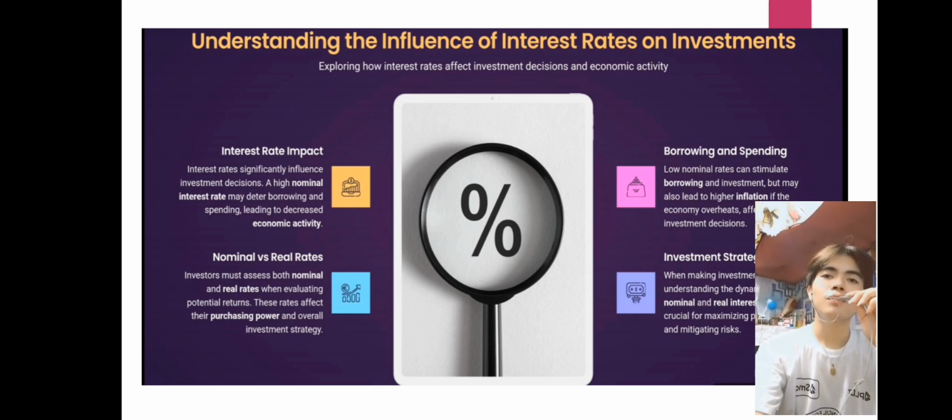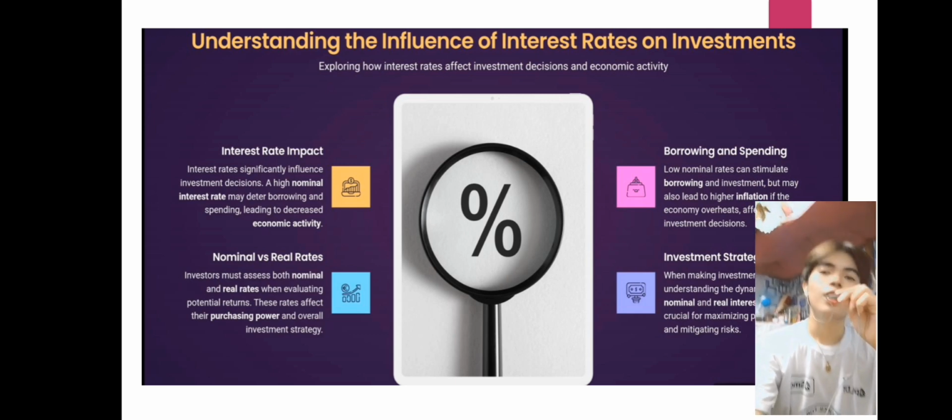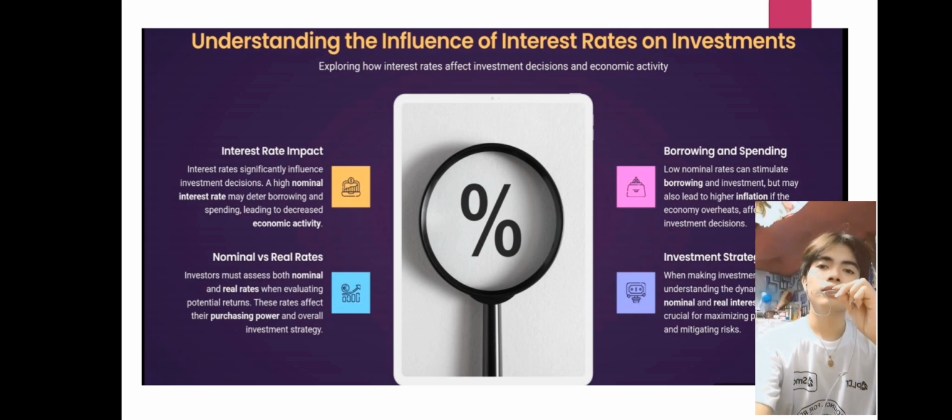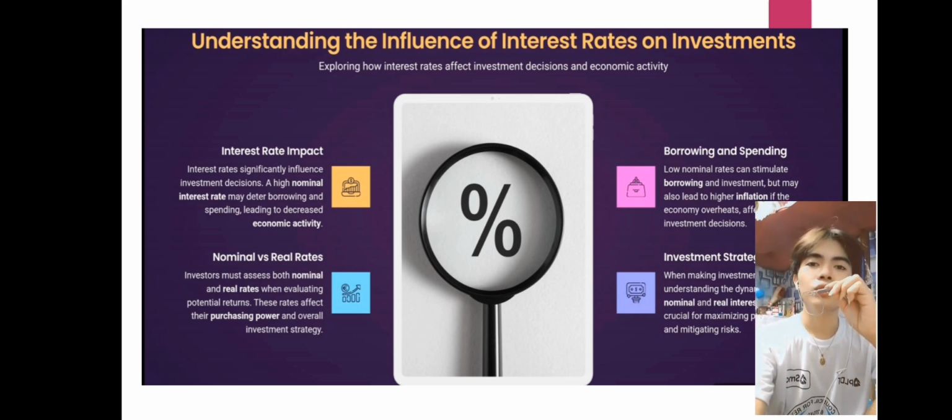So next is comparing nominal and real interest rates. Investors need to look at both nominal and real interest rates to understand the actual value of their returns. These rates influence how much purchasing power their earnings will have in the future, which is essential for building a smart investment plan.